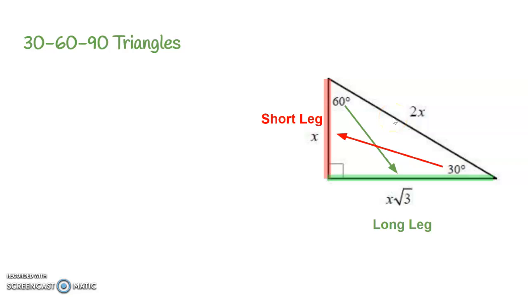However, it does possess a special name. We call it the hypotenuse. So we'll call this our short leg. This is our longer leg. I know it's not the longest side, but we're going to call it our long leg. And then this is our hypotenuse. All of these are determined by the angle measures inside of our triangle.